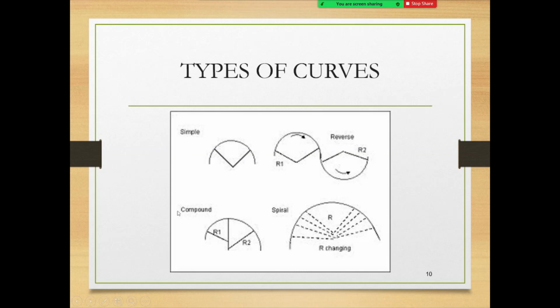A compound curve means there is one curve in the clockwise direction, and a second curve also in the clockwise direction, but their radii are different. That is called a compound curve. And this is a transition curve or a spiral. Here the radius changes. At every point, if you measure the radius, they are different. That is what you call a transition curve or a spiral curve.